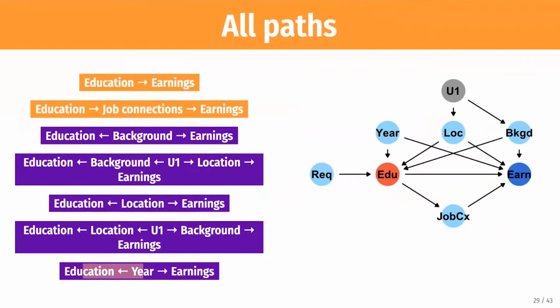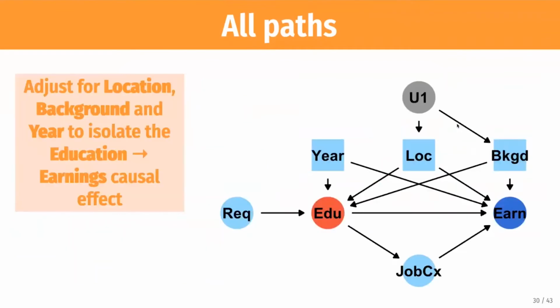You don't need to control for job connections. You don't need to control for required schooling. Unobserved stuff, we can't observe it, but because of how we've drawn the DAG here, we don't need to control for it, because all of the associations that come from this unobserved stuff get blocked by location and background, and it doesn't make its way down to education and earnings. If we can close these backdoors, everything behind those nodes gets blocked off naturally by itself, which is really cool. So we want to adjust for year, location, and background, and that is enough to isolate the relationship. And then we can start talking about a causal effect, which is really cool.